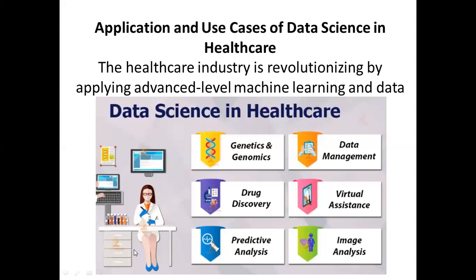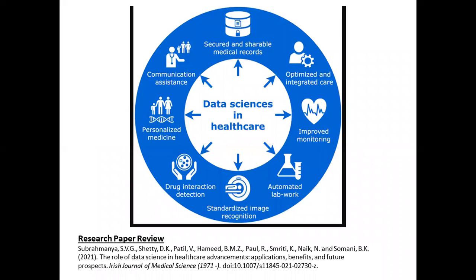Now, I'm going to be reviewing a research paper. For instance, these are some other areas also: secured and shareable medical records. In most developing countries, you have issues with data sharing, you have issues with medical records, you have issues with shareables, right? Because if you have a centralized data bank where you have patients and their records, other health facilities can be able to pull up those records and make decisions from it.